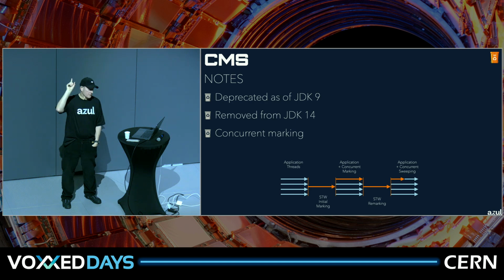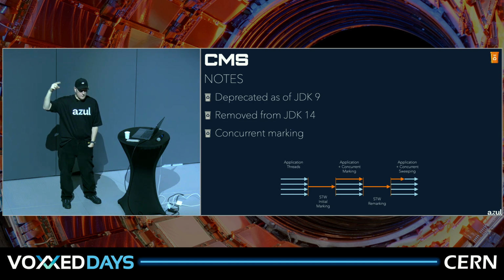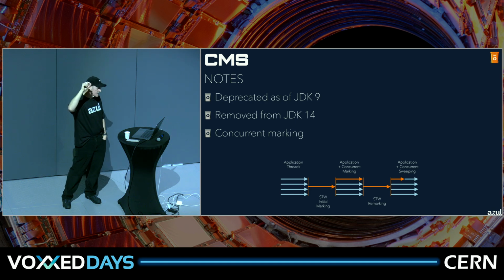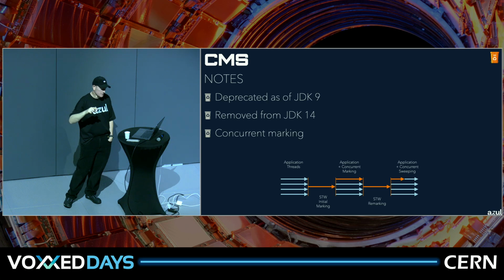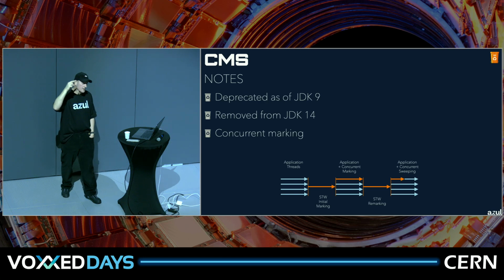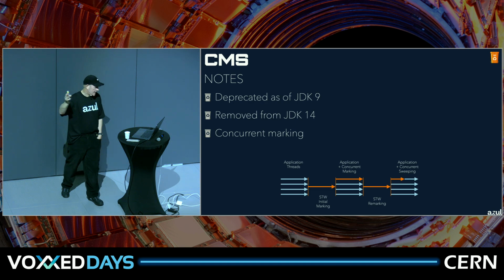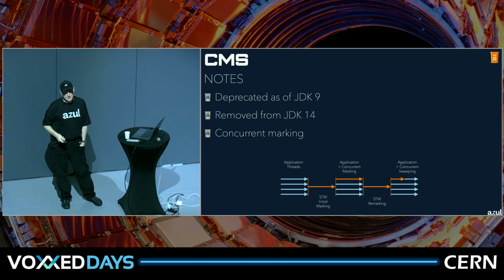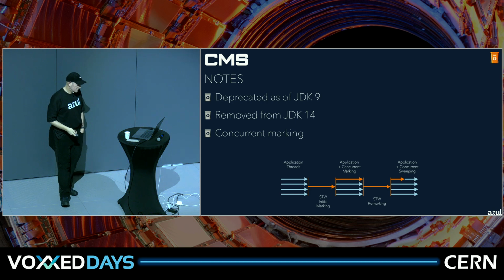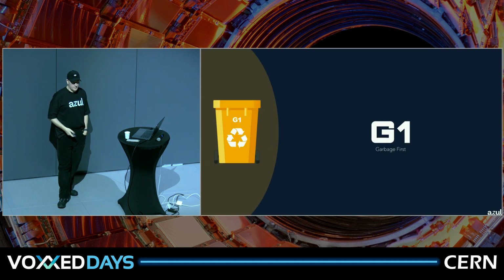I won't go through the diagram. You will see it will get more and more complex. It's partly concurrent, so it could, for example, do concurrent marking and concurrent sweeping. Sweeping means freeing. And it was removed in JDK 14, as I mentioned, and deprecated already in JDK 9. So not that important.